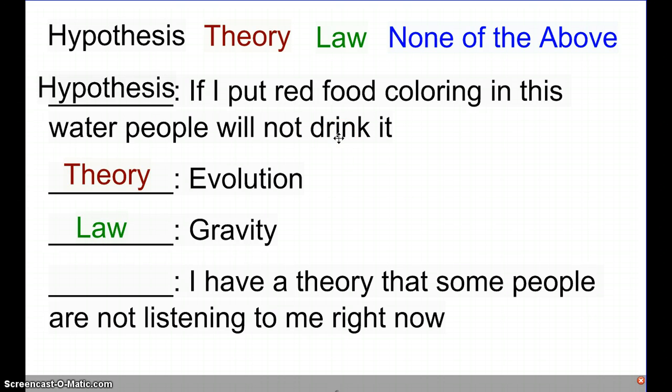And then finally, this one, I have a theory that some people are not listening to me right now, is none of the above. People say this all of the time. I have a theory that it's going to snow today. I have a theory that there's ghosts in my house. It is not the same theory that we use in scientific process.